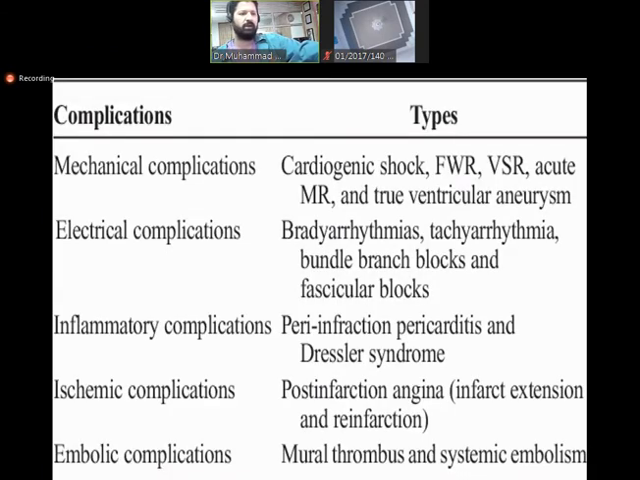In mechanical complications, there are cardiogenic shock, MR, rupture of the free wall, VSR. In electrical complications, it could be bradyarrhythmia, tachyarrhythmias, blocks. While in inflammatory, you have pericarditis. Ischemic complication is post-infarction angina. While in embolic complication, you have a mural thrombus or systemic embolism. It can lead to stroke or ischemia of your peripheries.